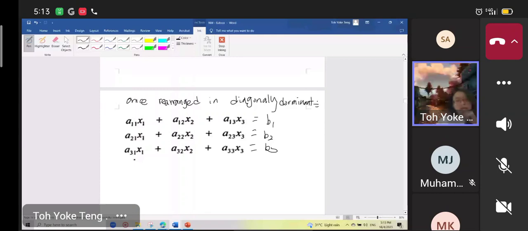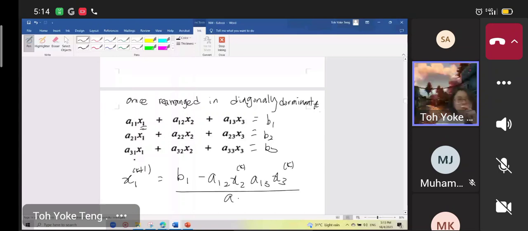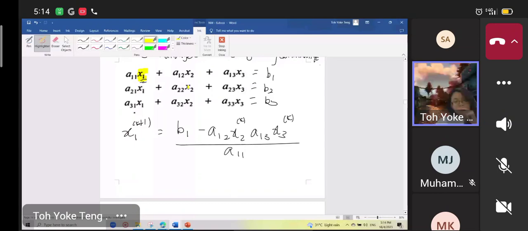Once you arrange it in diagonally dominant form, from the first one you know that it should be the latest value, so x1 equals B1 minus A12 x2 minus A13 x3. This one we do know the value, the latest value, we just use the previous value, over A11. And then we move to the second one.